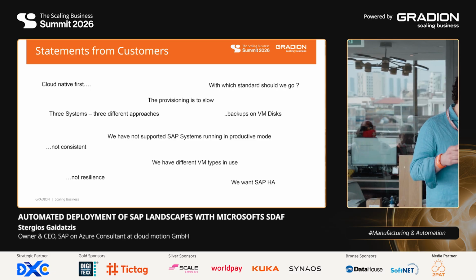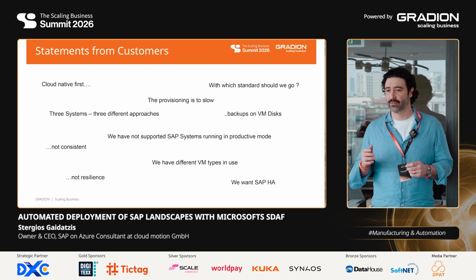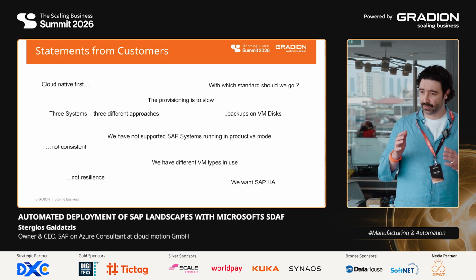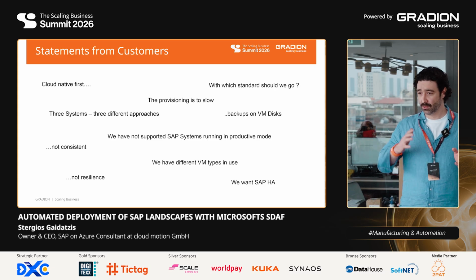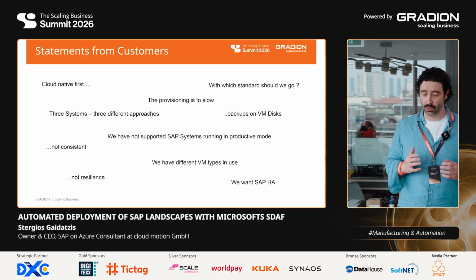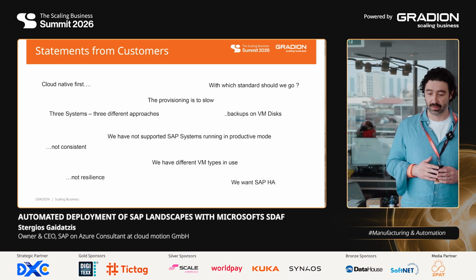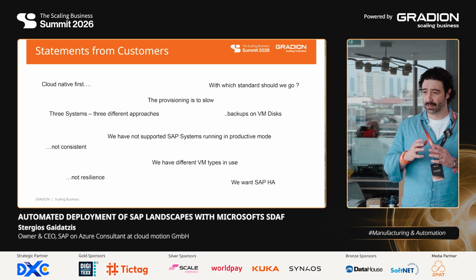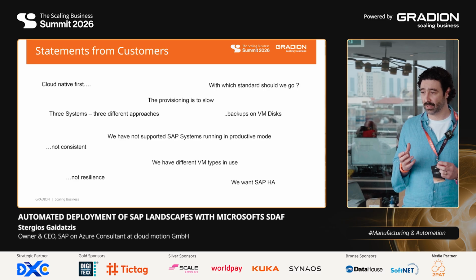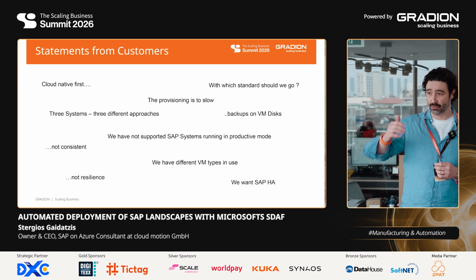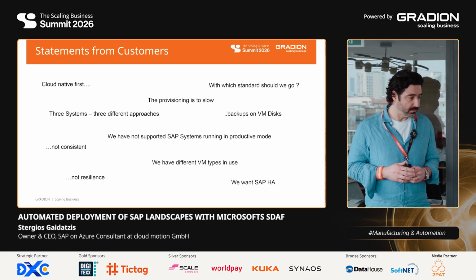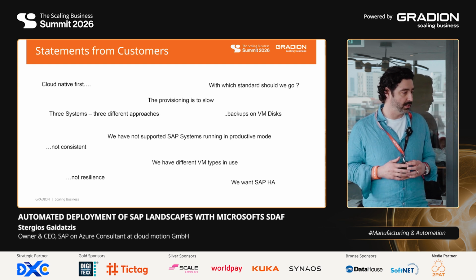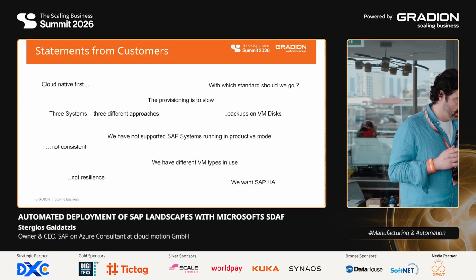Next statement: maybe we have different VM types in use. Imagine you have these 3 stages, dev, quality, and prod, and of course you have different sizes. Of course, you will not have the same amount of gigabytes of RAM or CPUs in the productive and in the quality system. But if you have different types of VMs, you cannot consolidate and save costs, because you have to pay for these different types of VM. So these are a lot of things I hear when reaching out to customers.